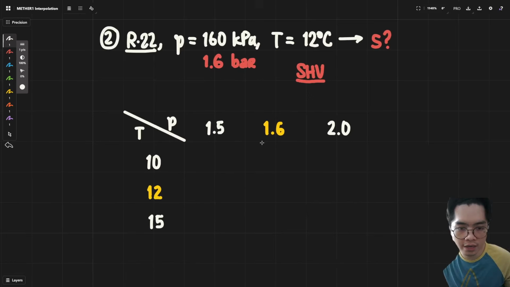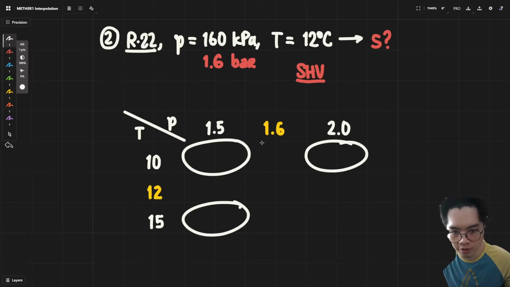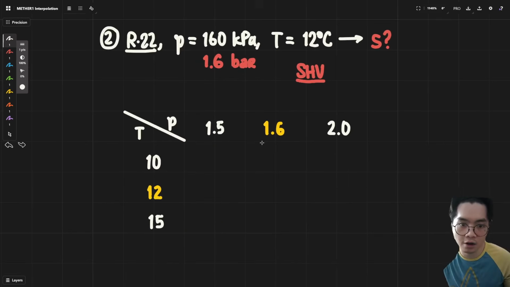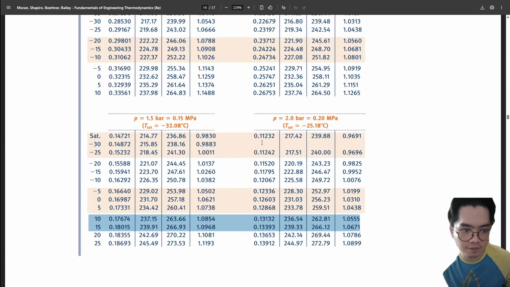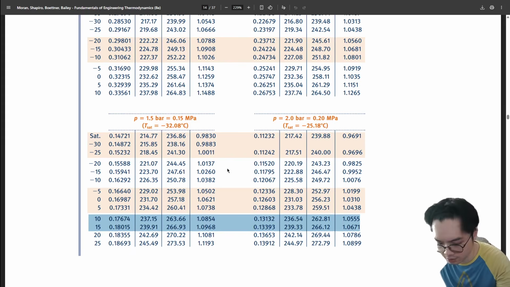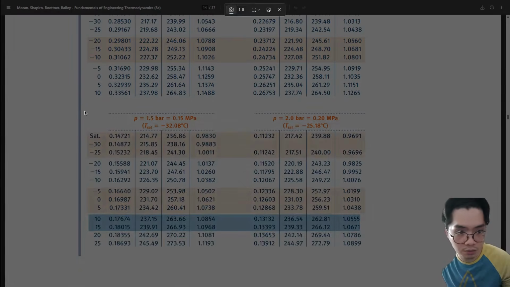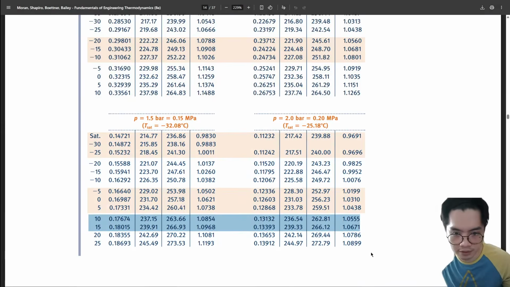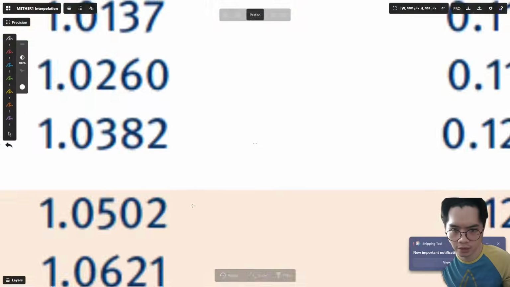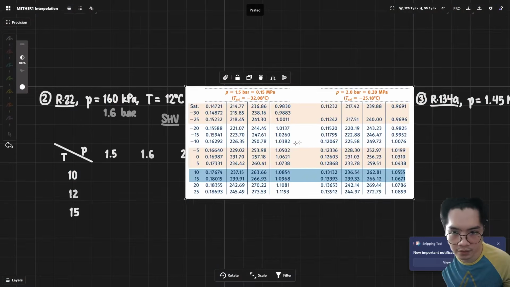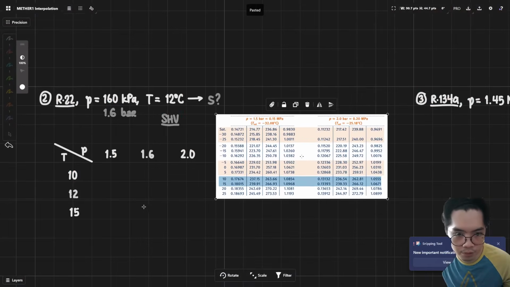Okay, so we can fill out the values 1, 2, 3, 4. Basically, all of the ones that are both white in text. So for 1.5 bar, 10 degrees Celsius, we will have an S value of 1.0854. Honestly, we can just take screenshots of this so that we don't have to alt tab every single time. Okay. There you go.